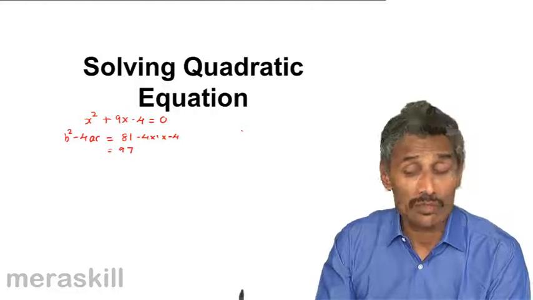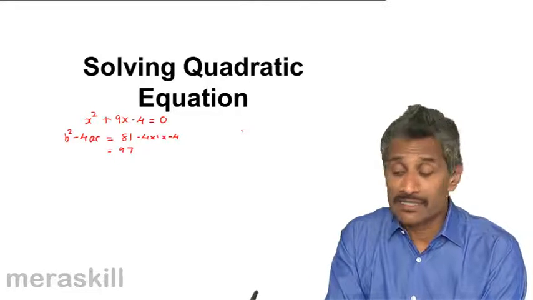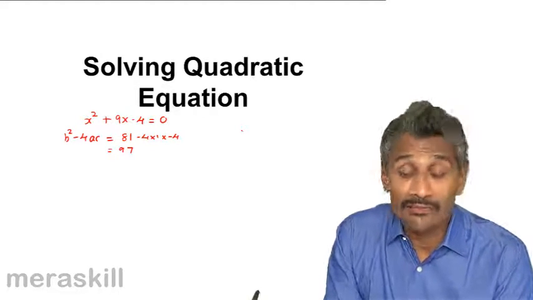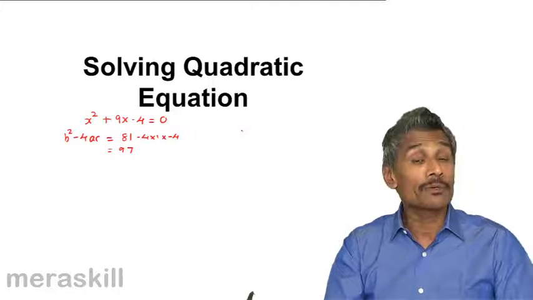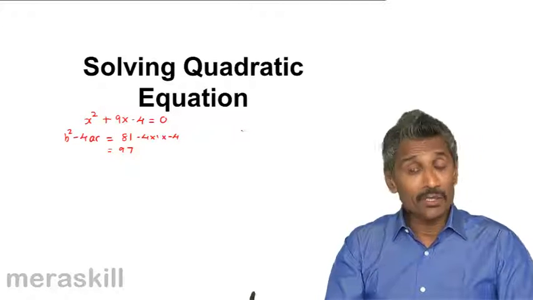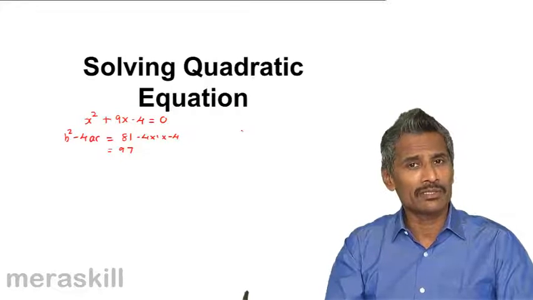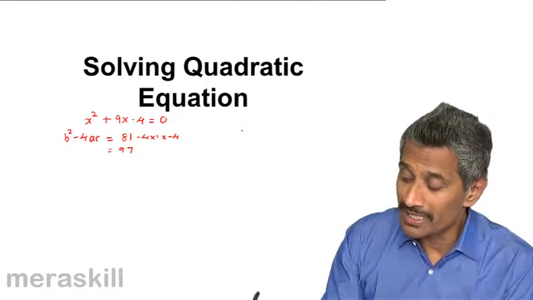Then we need to solve the equation. So once again, b squared minus 4ac is a positive number. If it's a positive number, next we check whether it's a perfect square. No, it is not a perfect square. It is positive but not a perfect square. So what do we have as the nature of roots, rational or irrational? Well, it's going to be irrational. So the roots are going to be irrational.